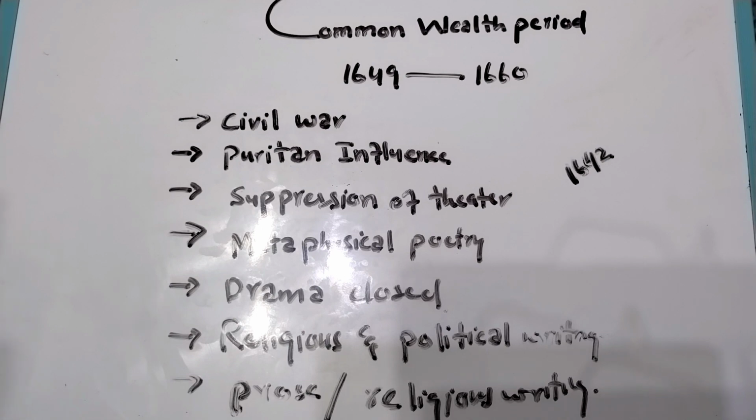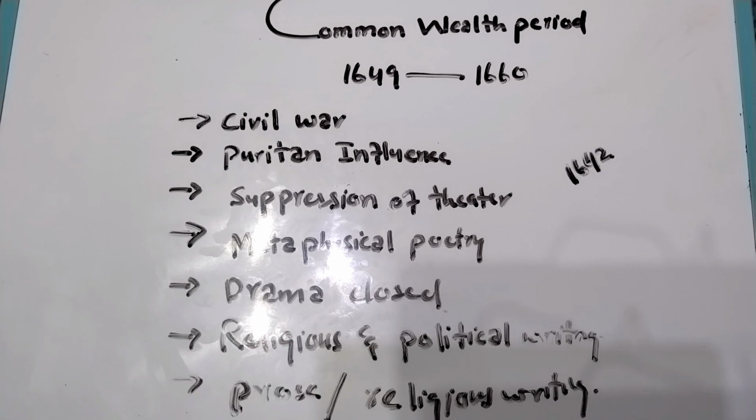continues to flourish during the Commonwealth period as well. Basically, this style of poetry, characterized by its intellectual and philosophical themes, metaphors, and unconventional use of language, was embraced by poets like John Donne and George Herbert. So metaphysical poetry was promoted, along with prose dominance, and religious and political writing. Now literature became religious, and only political issues were discussed in it.